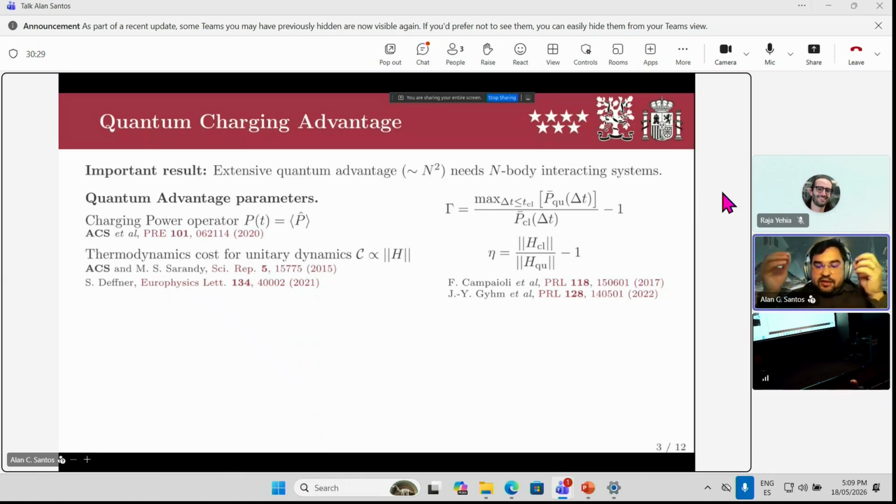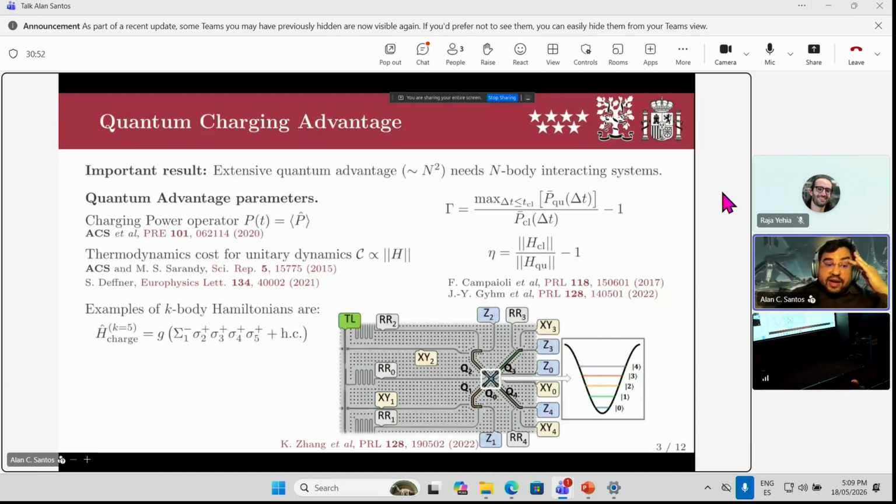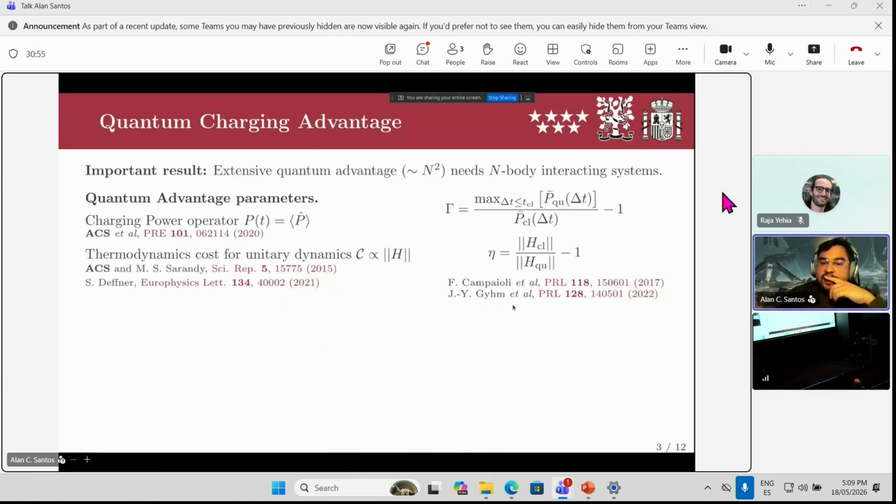So we need something really quantum to have some advantage. Okay, and we need parameters to check if this advantage is quantum or not. Okay, because sometimes the quantum charging is better just because you are spending a lot of energy charging your battery. So one relevant result in this last PRL by Jim is that, unfortunately, to have this extensive quantum advantage, so very nice scaling, we need a many-body interacting system.